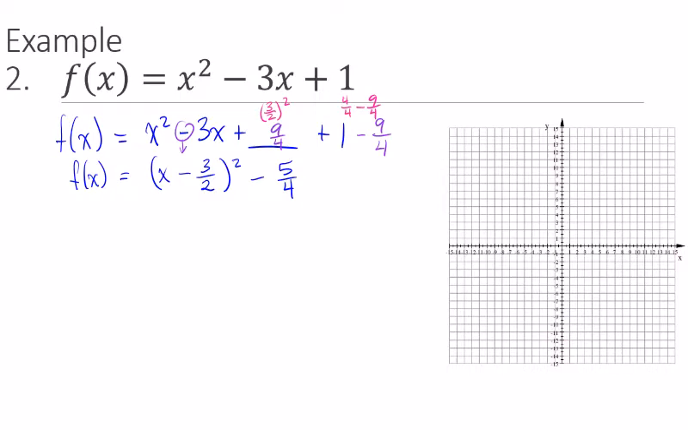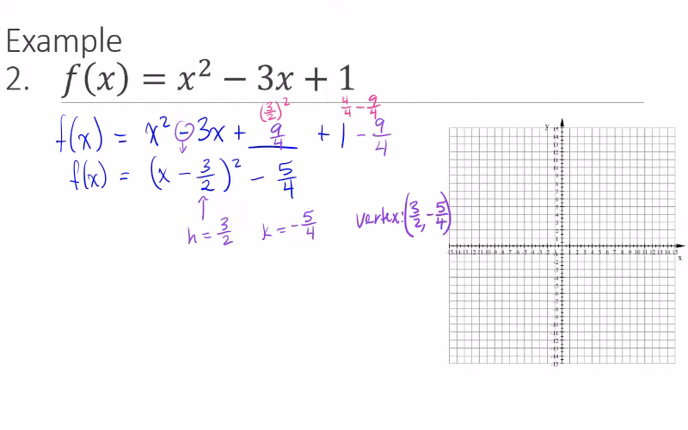We know the x value of a vertex, h, is positive 3/2. K is negative 5/4. So K keeps the same sign as whatever that value is. H, always do the opposite of whatever that is, right? So our vertex is 3/2, negative 5/4. So we can graph that.